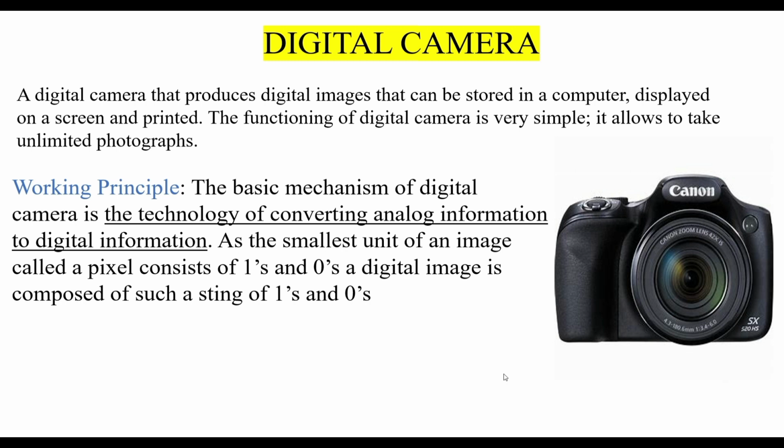The smallest unit of an image is called a pixel, which consists of ones and zeros. A digital image is composed of such a string of ones and zeros. In a digital camera, we compose the image as strings of ones and zeros. So this is the working principle of a digital camera: the technology of converting analog information to digital information.